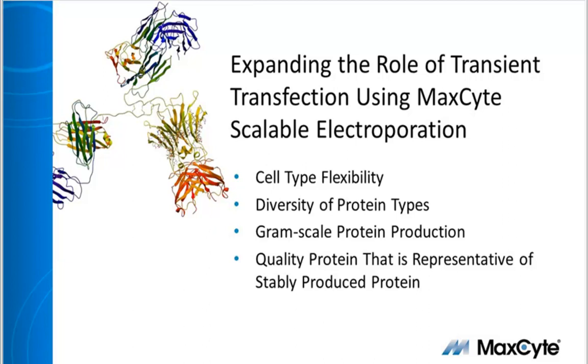The last topic in this section that I will touch on is the high degree of similarity between transiently and stably produced proteins. For transient transfection to truly expand its roles, researchers must be confident that transiently produced proteins are representative of the final stably produced proteins and thus can be used as surrogates during development.